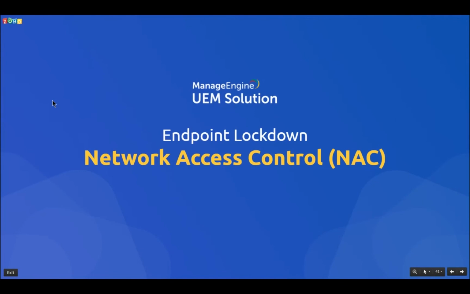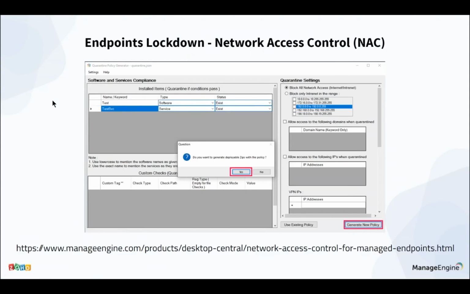The next endpoint lockdown that is essential is network access control. So the network access control module is not directly available on the Desktop Central server. Rather, it is available as a separate small tool. Now, if you would like to have more information about it, you can go to the link that is shown on the bottom of the screen. That will give details about the network access control.